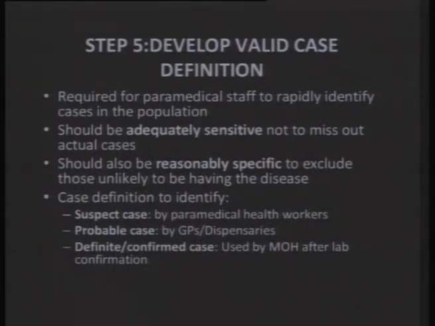Now we classically would like to call them a suspect case, a probable case, and a definite or confirmed case. The suspect case is the one who is going to be brought in or diagnosed in the community by a paramedical worker or a health volunteer. For them it is important only to know some basic signs and symptoms. For example, if you are looking at cholera, all you need to define is loose motions and vomiting for the last 48 hours. So that is a good enough definition. Any person who has loose motions and vomiting for the last 48 hours is a suspect case.